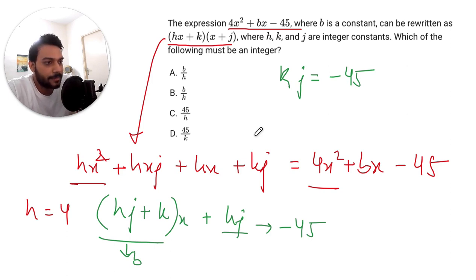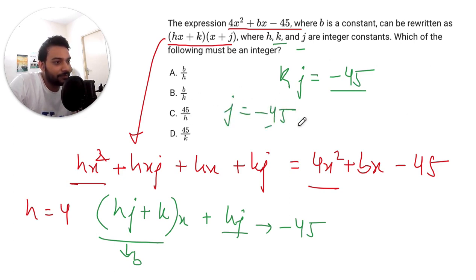B over h, b we don't know the nature of it. B over k, again we don't know because b is present there. 45 over h and 45 over k, this we can take a look at. So k is given to be an integer, j is also an integer, and their product is again an integer, negative 45. So if I write j as negative 45 over k, negative 45 over k is also an integer since j is an integer. So 45 over k will also be an integer, which is option D.